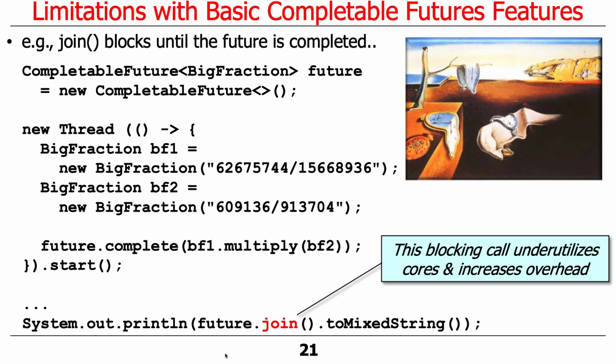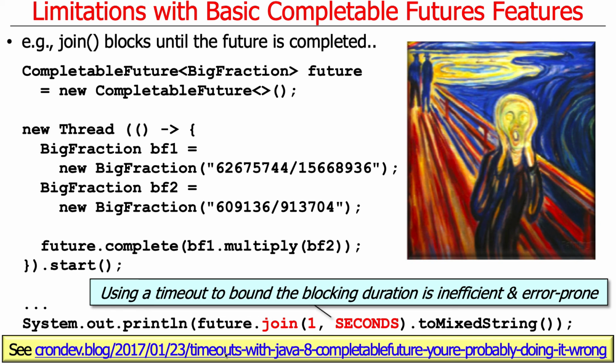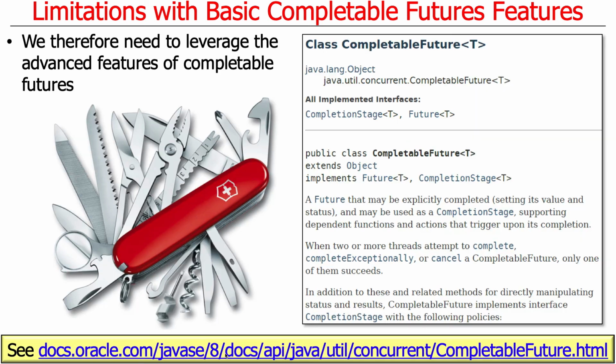And so we all know that these blocking calls can be problematic because the use of blocking in user code and client code and user interface code will underutilize the cores, increase overhead, and potentially block for too long. So it's almost always a bad thing to do. And you just need to avoid using timeouts with completable futures. It's just asking for trouble. So clearly we need something better. We need to leverage the advanced features of completable futures. And that's what we're going to talk about next.